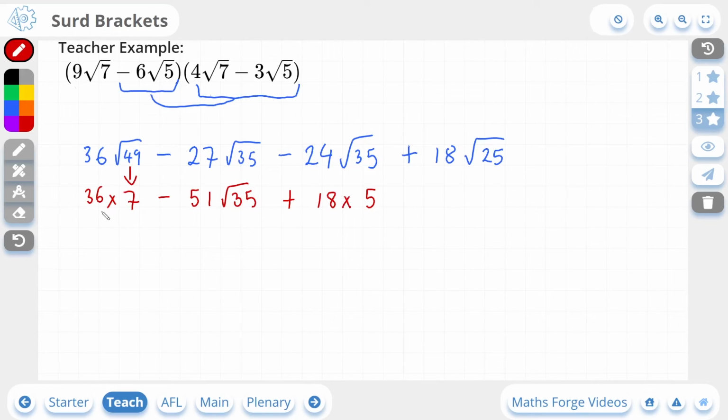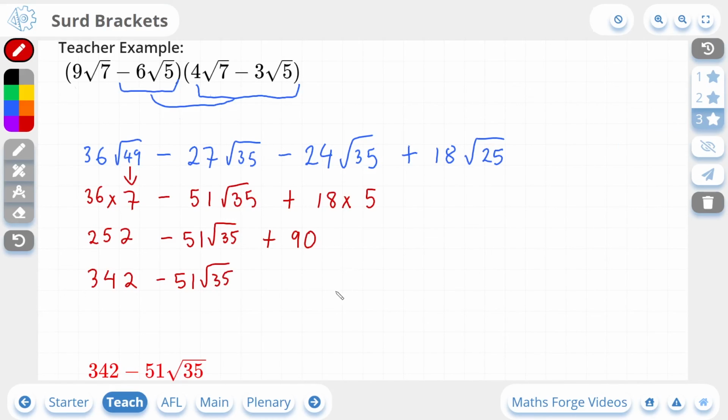So now we'll do our calculations. 36 times 7 is 252. And then we have minus 51 root 35. And then we have 18 times 5, which gives us 90. And now for the final stage, we only have one term with a square root here, but we have two whole numbers that can simplify further. So we have 252 plus 90, which is going to give us 342. And then we have minus 51 root 35. And if we check our answer, there it is.